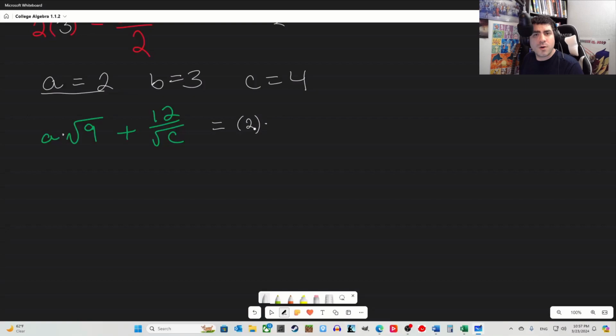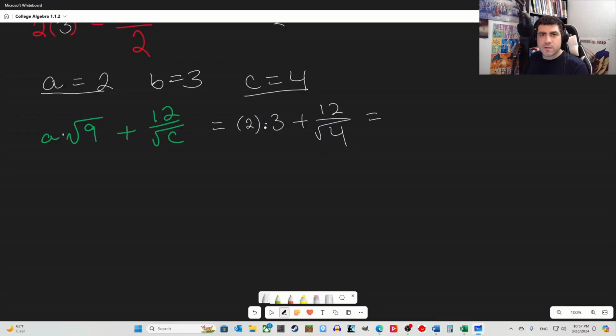What is the square root of 9? What number times itself twice equals 9? That would be 3. So we got 2 times 3 plus 12 divided by the square root of C. What is C? C is 4. So we go ahead and put 4 down. Next step.